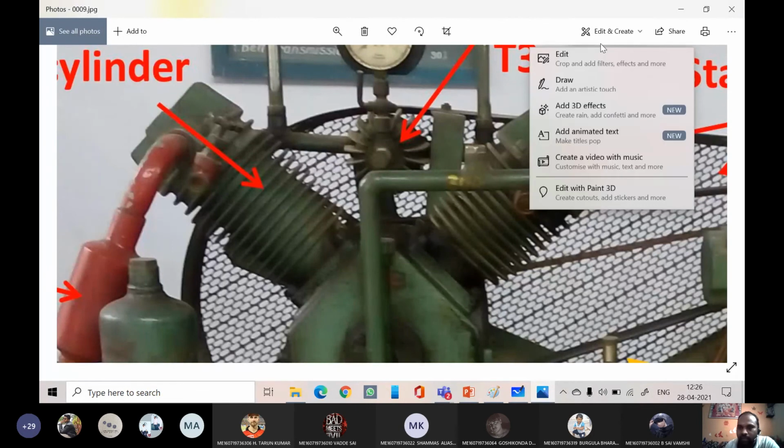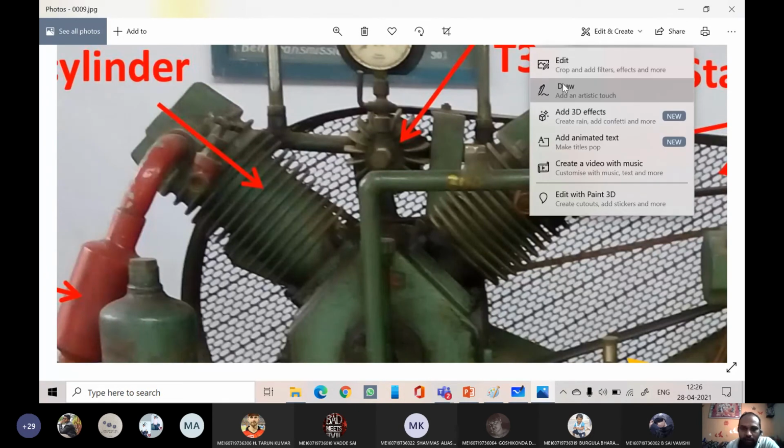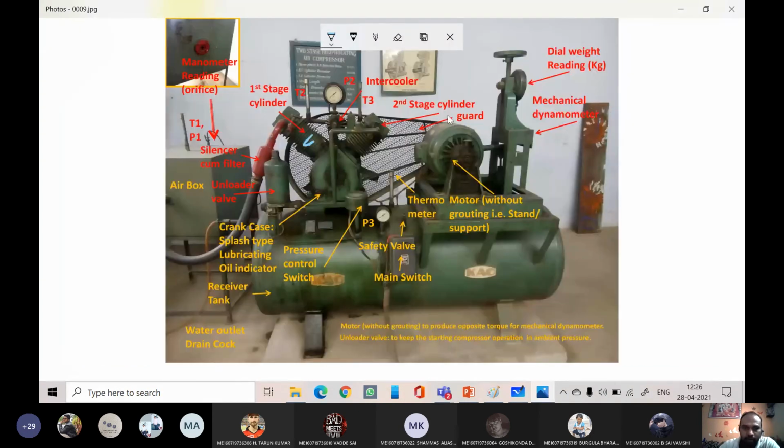Is it possible to edit? Draw. Yeah, I can draw. But I can't zoom now.